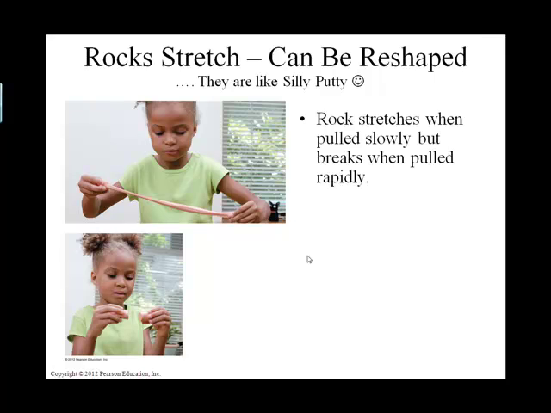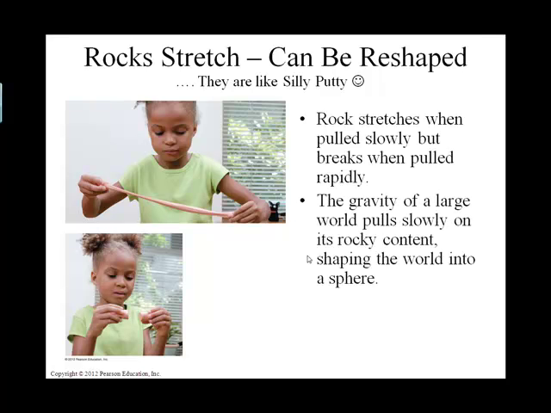But another thing about rocks is if you apply a force but not slowly and over time, your rock will break. Very much like silly putty. Silly putty you can stretch as long as you take your time. But if you apply a force quickly, that silly putty is going to break. And so rocks do the same thing. Rocks are like silly putty.